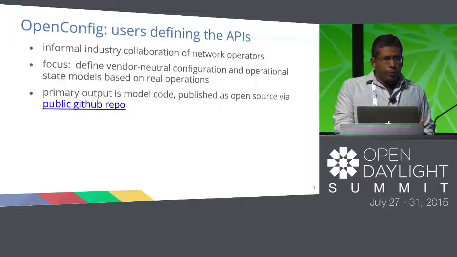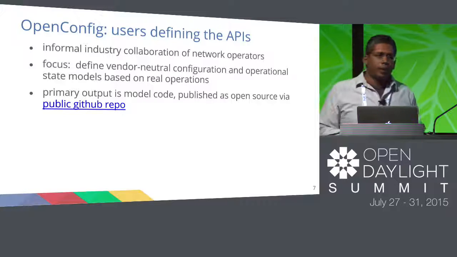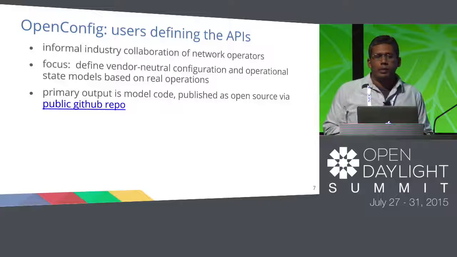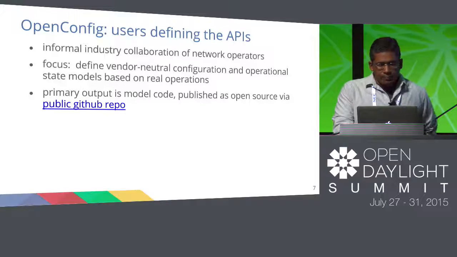Our primary output today is basically model code. So we're not a standards organization. We don't publish that many documents, although we do publish drafts to explain the models. But our primary output is intended to be model code. We publish it as open source via public GitHub repo. And I don't see Tom, but Tom Nato has helped us by giving us access to the public Yang model repo that he maintains as part of his netmod role in IETF.